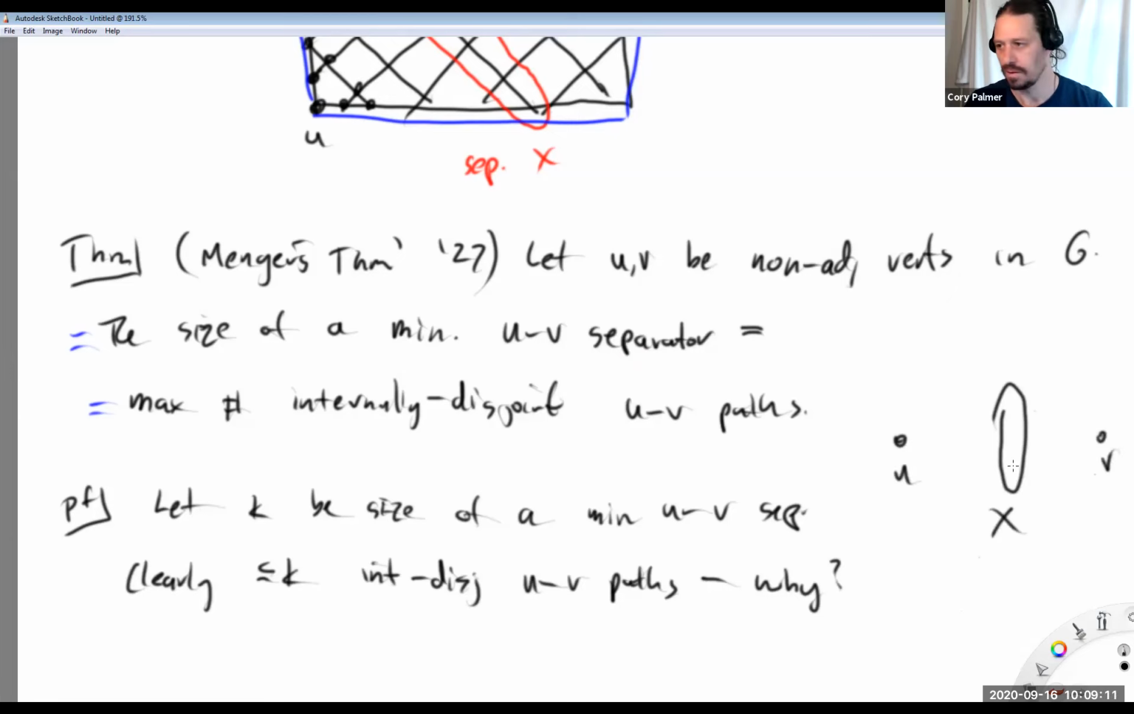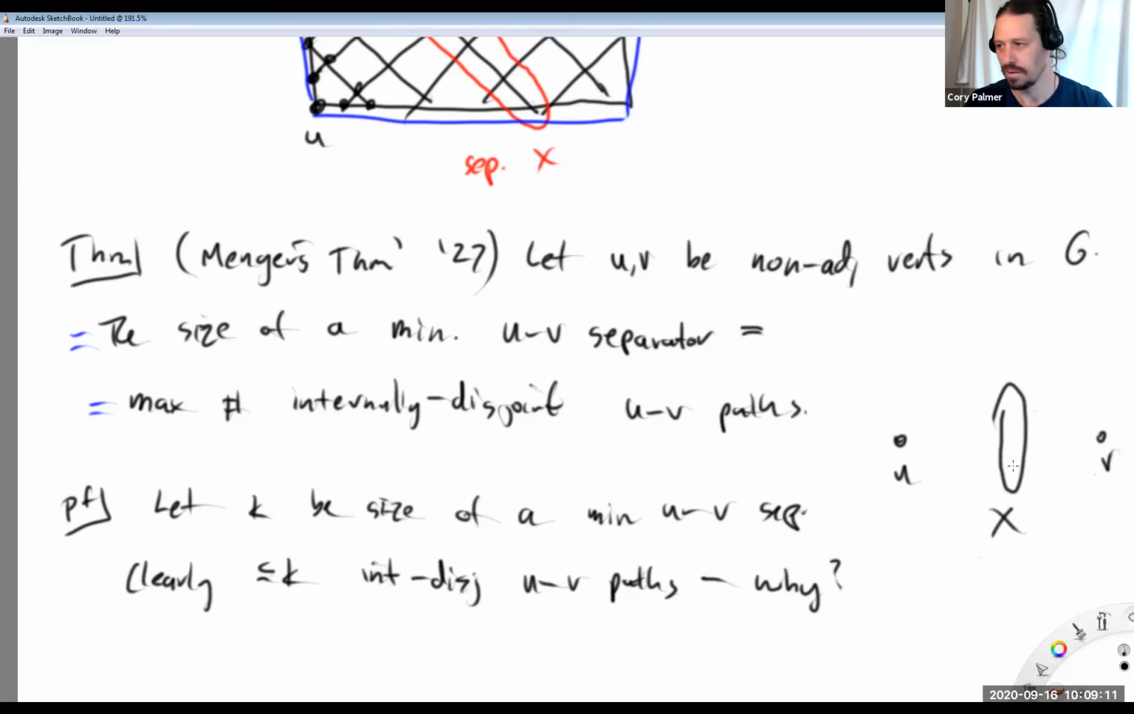So I'll just say as each uses at least one vertex of our separator X. Well, okay, let's not even say of X because there might be other separators. So of a min separator. Actually, it uses them of any separator, but if we talk about the minimum one, we get an upper bound. So what remains to prove then is we just need to find k internally disjoint paths, and then we're done. Okay, so it's enough to find k internally disjoint UV paths.